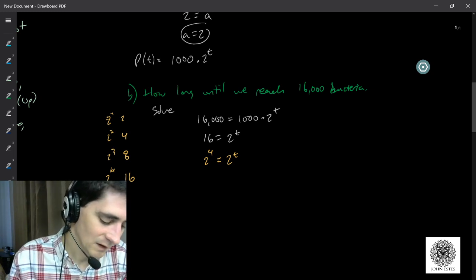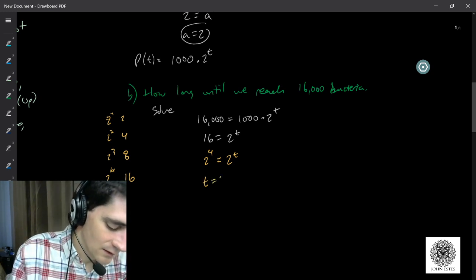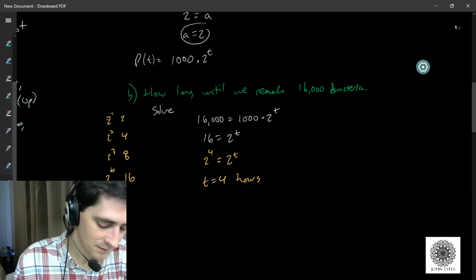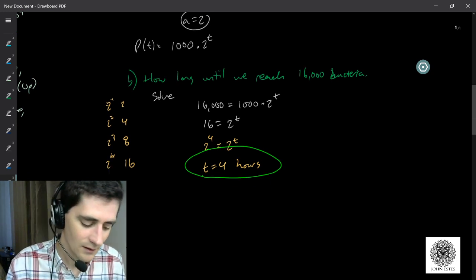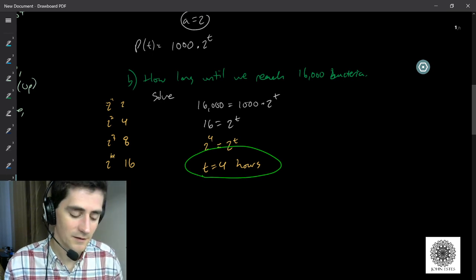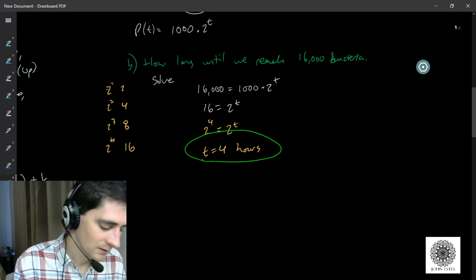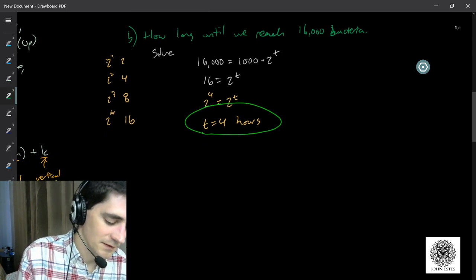And so now look, 2 to the fourth equals 2 to the t. The conclusion then is t equals 4 hours. And there's my answer. It's going to take 4 hours to get 16,000 bacteria. Again, all I had to do was divide both sides by 1,000 to get the 2 to the t by itself, and then hopefully write 16 as 2 to some power, which we could do. And we write it as 2 to the fourth, and so 4 is what t is.